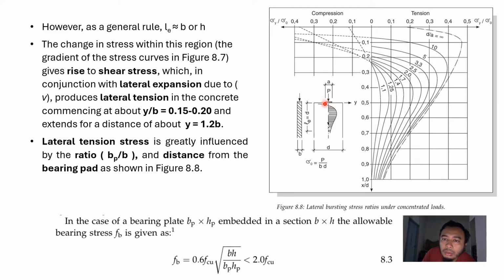You can see here the bearing pad, this is your A, this is your D members, and this is your B. In the case of a bearing plate, BP times HP, embedded in the section B by H of the supporting member, the allowable bearing stress FB is given by this equation. You have 0.6 times your concrete compressive strength, and then your dimensions for the supporting member and for the plate. It should be less than 2 times your concrete compressive strength.